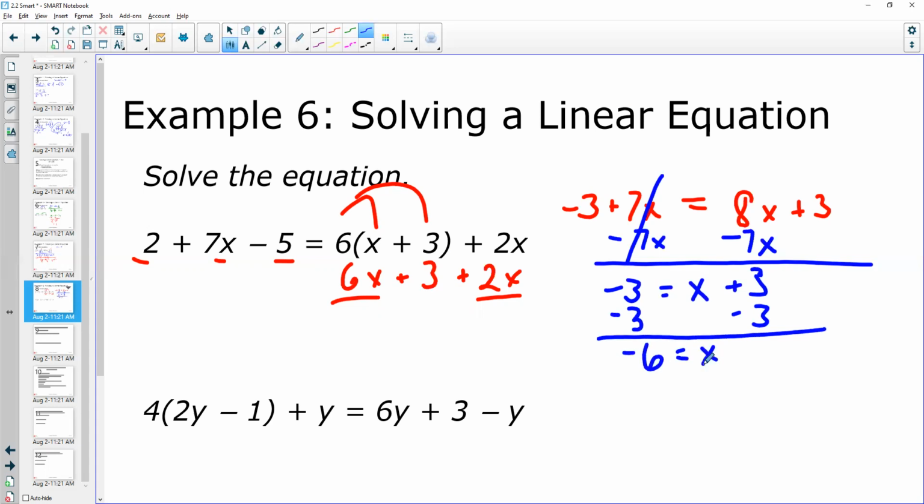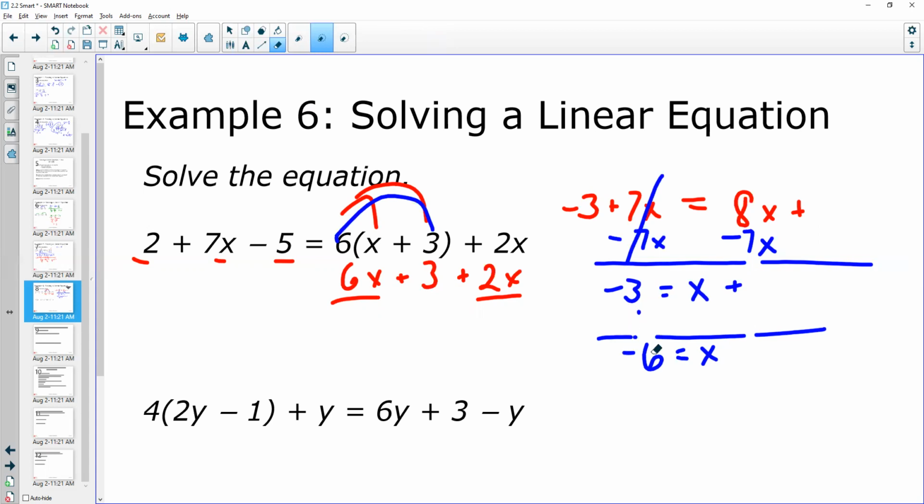It was not terrible. Oh, I did something wrong. Oh, I know what I did wrong. Do you see what I did? I didn't distribute all the way. That should have been an 18. So let's fix that. This should have been an 18.